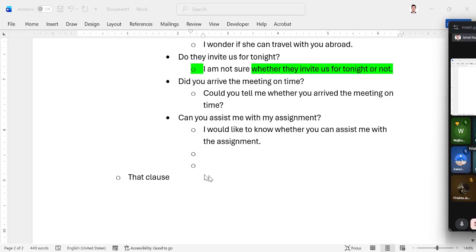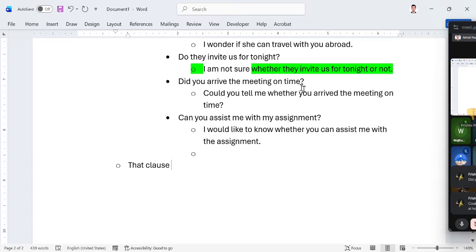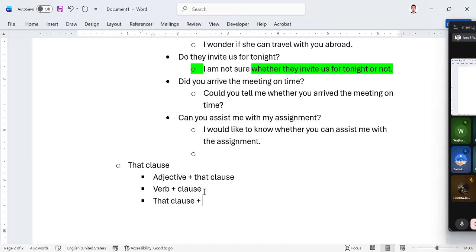So the final way to form a noun clause is using that clause. That is another part of noun clause. We can have that clause in different ways. We can have an adjective plus that clause. We may have that clause after the verb, and then we have the noun clause as the object. Or we can have that clause as the subject, and then we have the independent clause, which is the rest of the sentence.